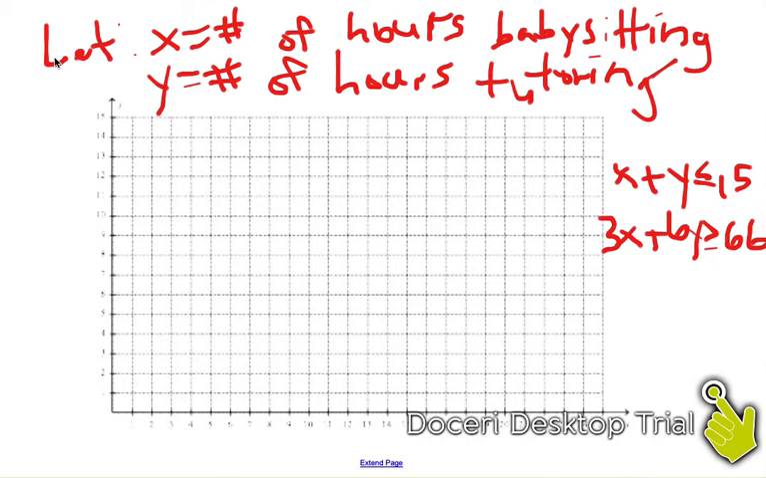So now I have to create the graph of that. And if you look at my axis that's already partially created, I already kind of have the values labeled. I just have to now create my titles and make sure that my lines are graphed correctly. So let's start with x plus y is less than or equal to 15. And let's label our axes. So let's let the x-axis, since I defined x as the number of hours babysitting, call x the number of hours babysitting. Make sure you label your axes.